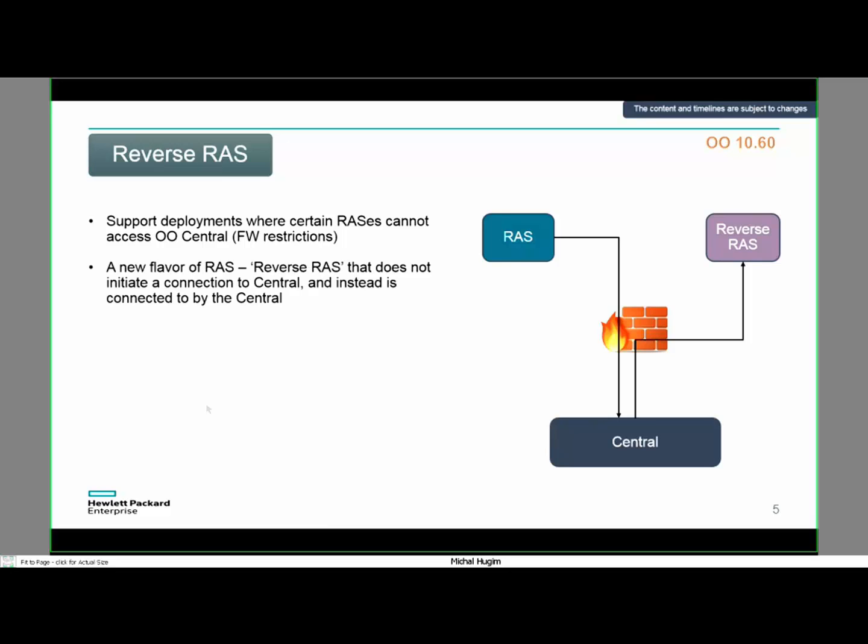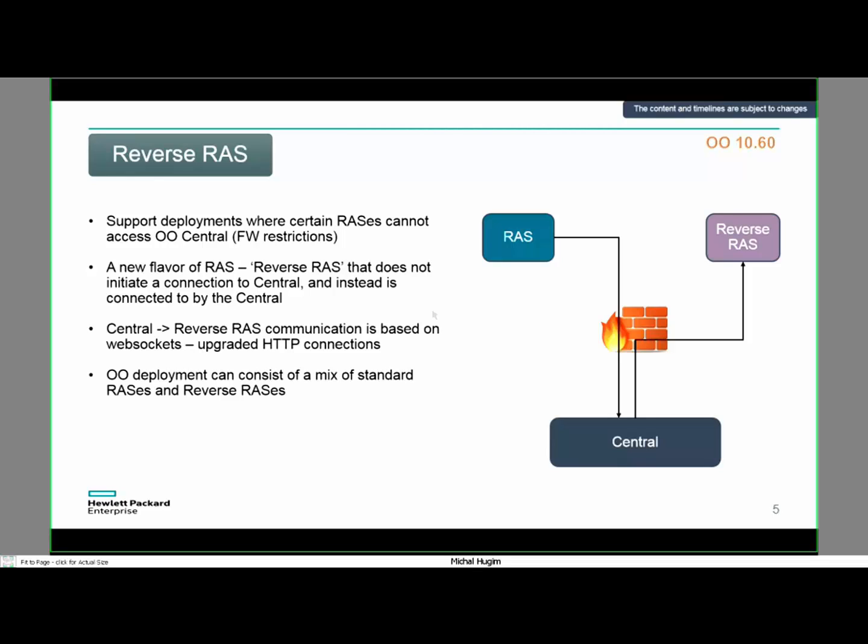As I said, this is how it solves the problem. You install the RAS. It doesn't initiate the connection to Central during the installation, as happens with the standard RAS. Instead, it waits for Central to connect to it. The technology used to enable it is WebSocket. After Central initiates the HTTP connection, the connection is upgraded to WebSocket.